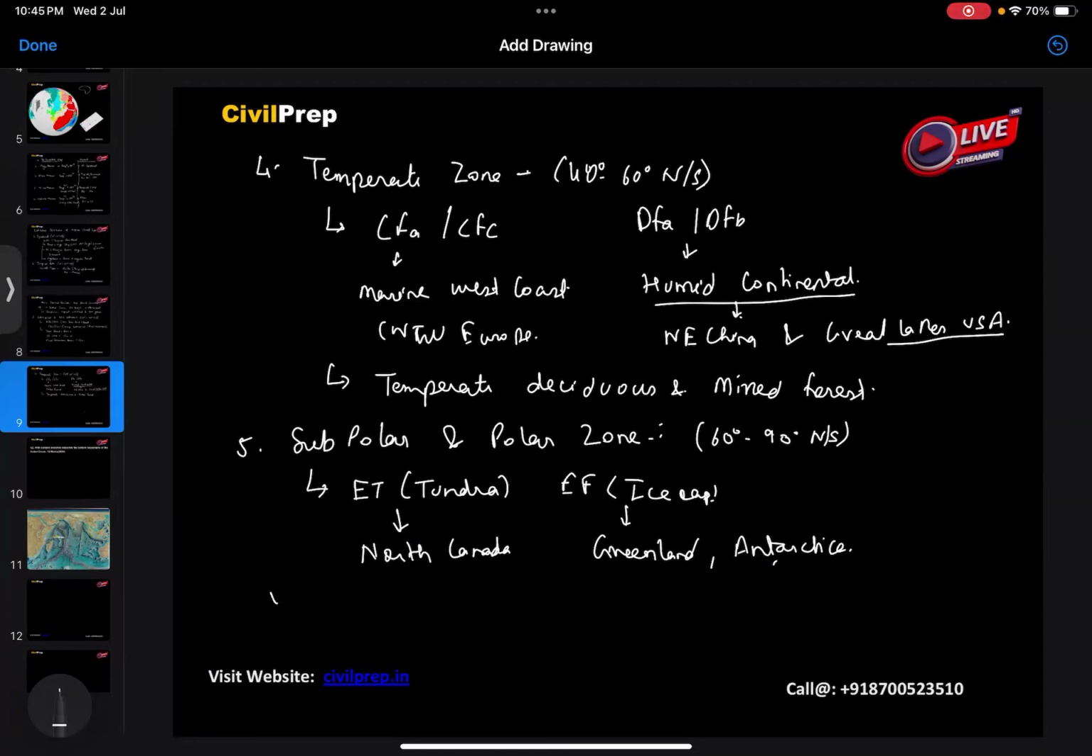Okay. When we look at vegetation, here there are mosses, lichens, shrubs, and there is no vegetation in this zone. Okay, it is completely covered with ice.